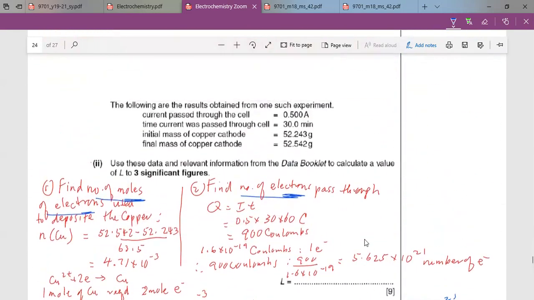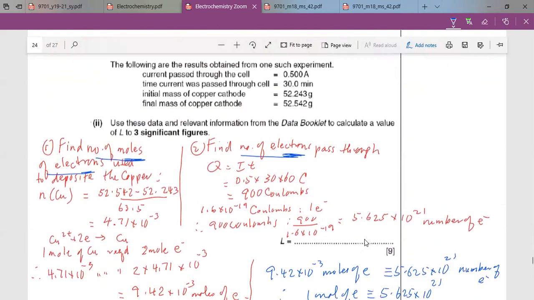So they say here, the following results are obtained from such an experiment. The current passed through the cell is this one here, the time passed is this one here, and the mass initial minus final, this minus this, will be the mass of copper deposited, which is 52.542 minus 52.243.